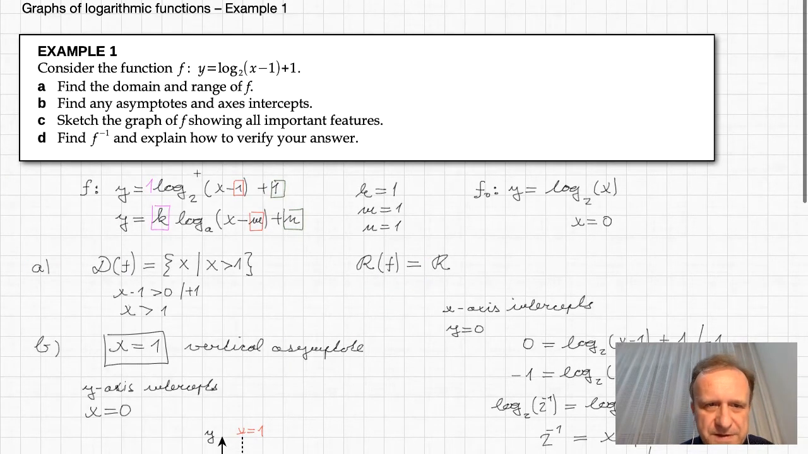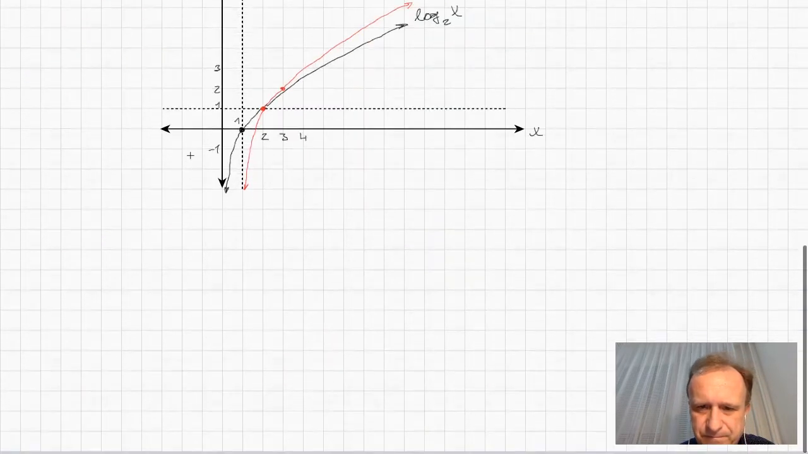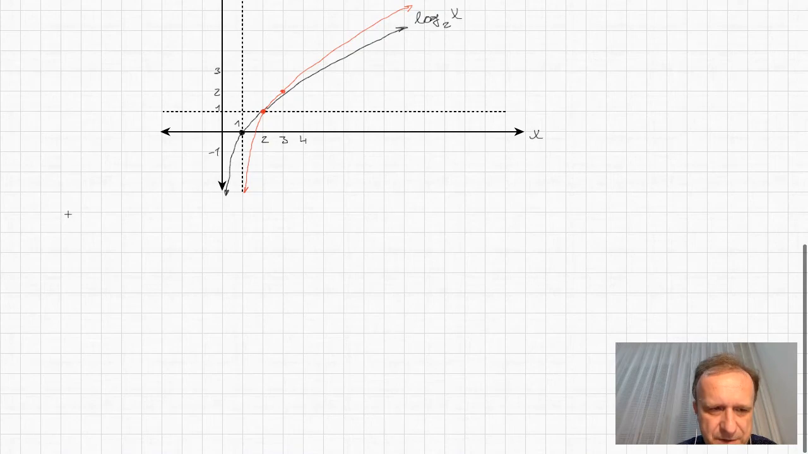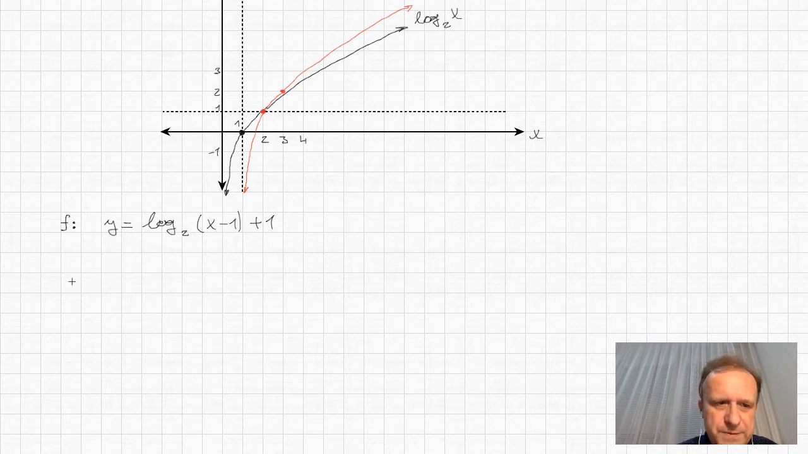Okay, now there is the last part, part D, in which we are asked to find f inverse and explain how to verify our answer. So let us start with the original function. So the original function here is y equals logarithm in base 2 of x minus 1 plus 1. To obtain the inverse, we know that what we have to do, we have to interchange x and y. So instead of y, I write x equals logarithm in base 2 of y minus 1 plus 1.